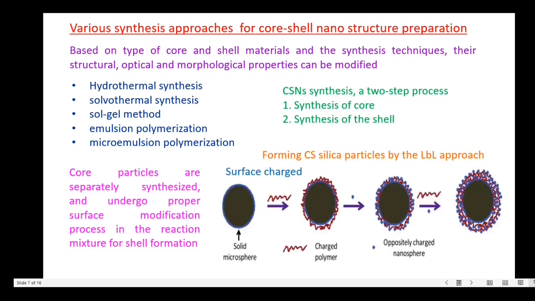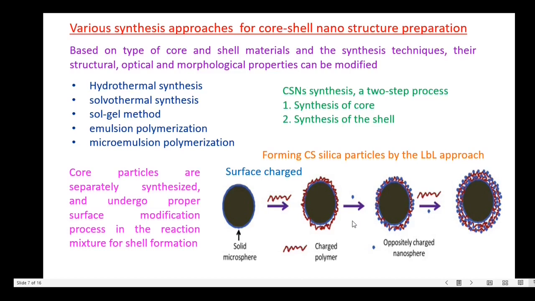Now let's see the formation of core-shell silica particles by the layer-by-layer approach. So we have a solid microsphere, which is a negatively charged silica core particle, and this negatively charged silica particle is coated with a polymer layer, which is a positively charged shell material. This is the first step. Here the polymer selected is a polyelectrolyte.